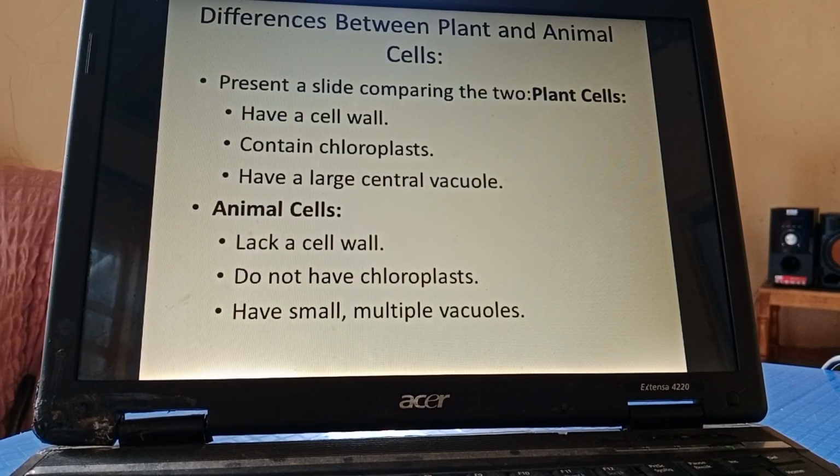After that, you can go to the differences between plant and animal cells. Present a slide comparing the two. Plant cells have a cell wall, contain chloroplast, and have a large central vacuole. Then the other slide: animal cells lack a cell wall, do not have chloroplast, and have small multiple vacuoles.